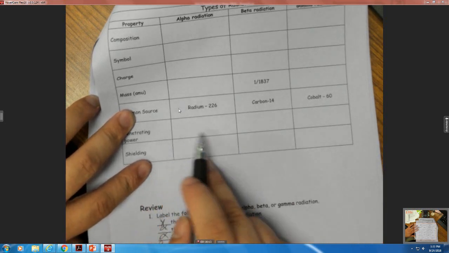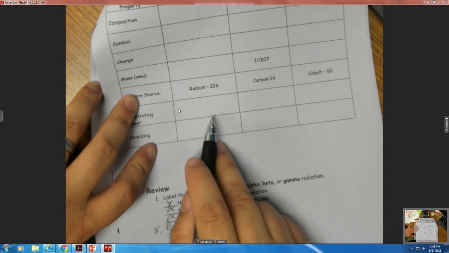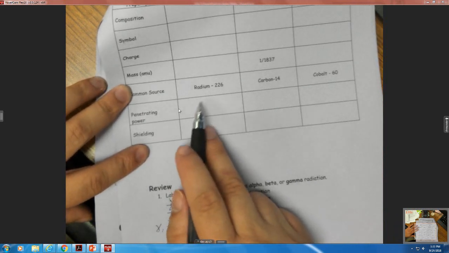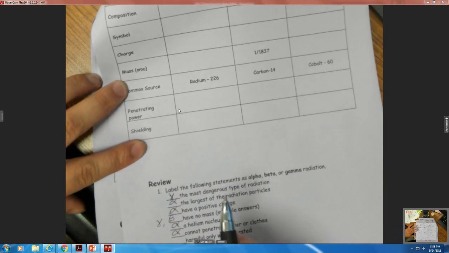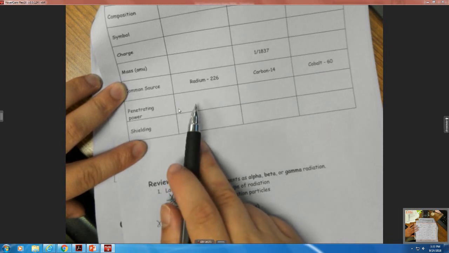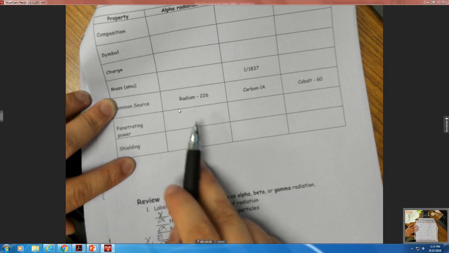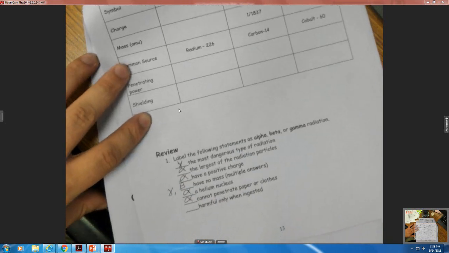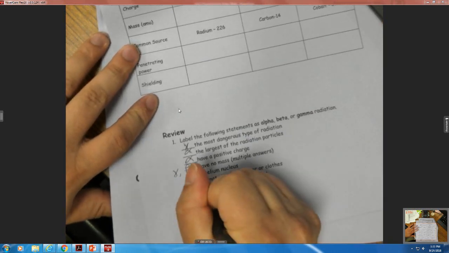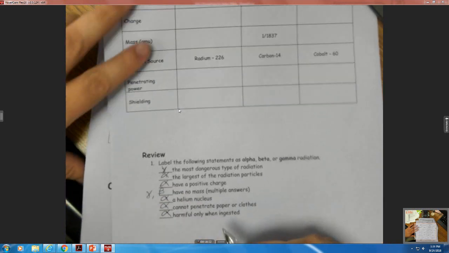Alpha has the least penetrating power. So as long as it's outside of your body, if you have a source of alpha particles, it's not going to hurt you. But if you ingest it, if you swallow it, then this can be extremely harmful because it can still get into your body that way. So an alpha particle is only harmful if it's ingested.